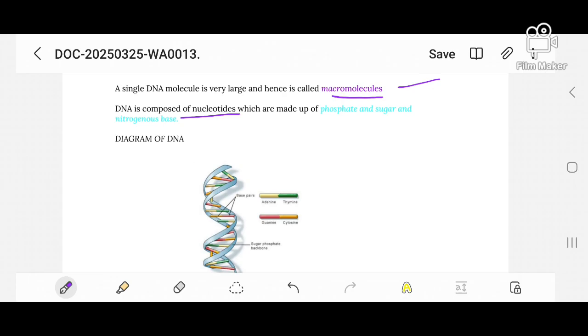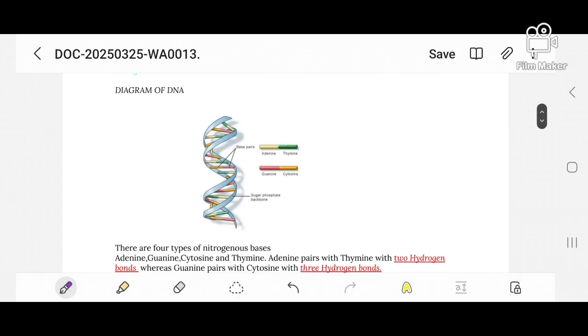Now here I have given you the diagram of the DNA. This one is called a double helical structure. You can see in this image, this is called the double helical structure of DNA, and this was finally worked out by Watson and Crick in 1958.